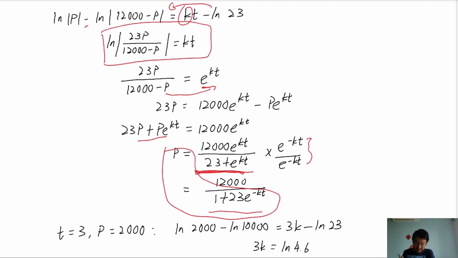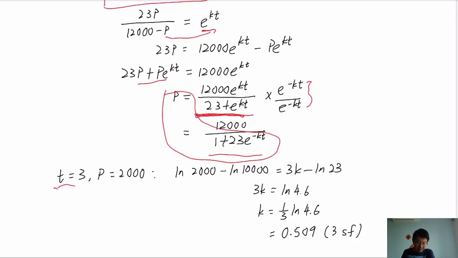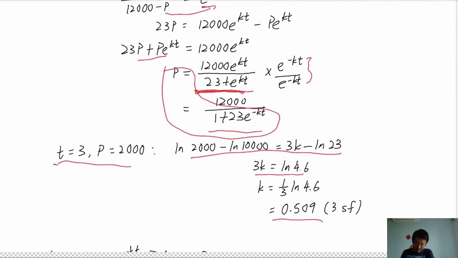By using any method, we have t equals 3, the p equals 2000. So we sub the values in, and then we can find the k very easily. This is the value that we need to prove for the k. So that will be for the second part.